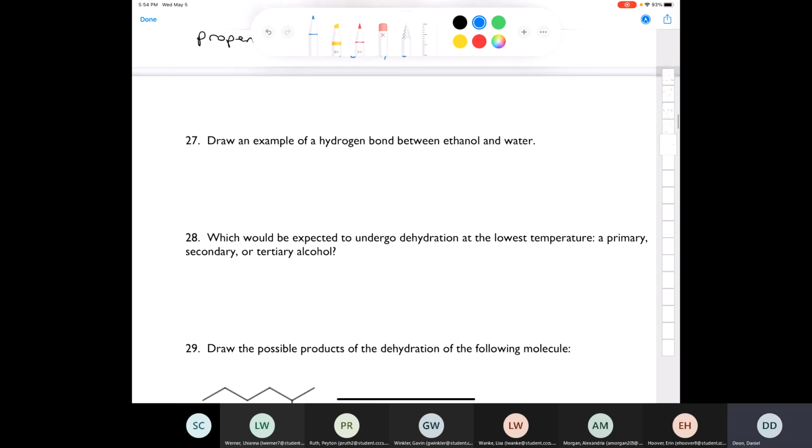This is something that you were asked to do in one of your pre-labs, is draw an example of a hydrogen bond between ethanol and water. Well, you weren't asked to do it between ethanol and water, but it said represent hydrogen bonding. When you represent hydrogen bonding, we'll just draw the water molecule like this. We've got a lone pair here and a lone pair there, and we'll draw the ethanol molecule like this, okay?